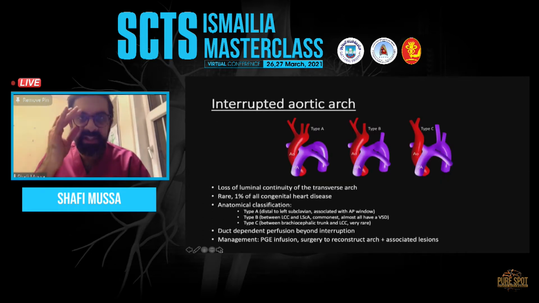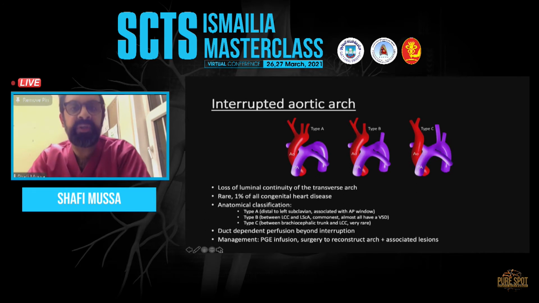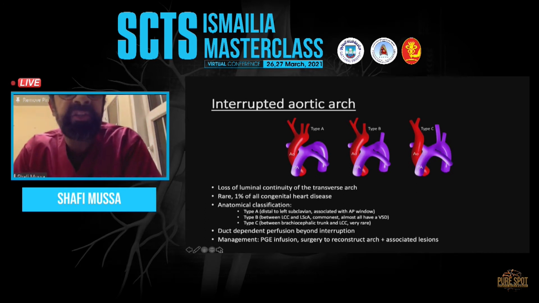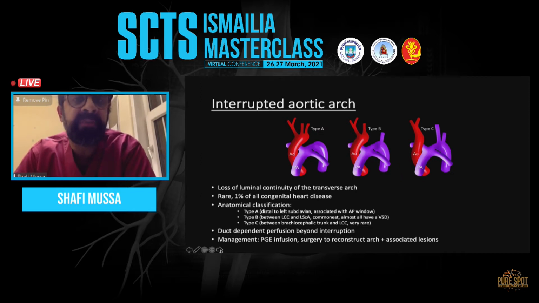And then lastly, interrupted aortic arch, really just an extension of a hypoplastic aortic arch repair. Interrupted aortic arch is fairly rare, about 1% of congenital heart disease, and essentially is loss of luminal continuity of the transverse arch. There are three types.